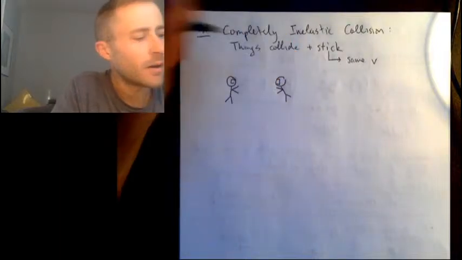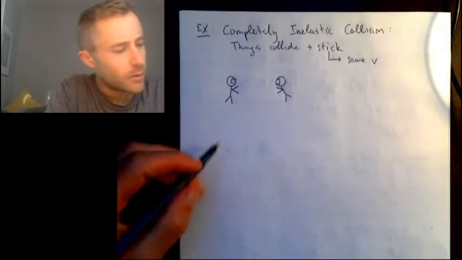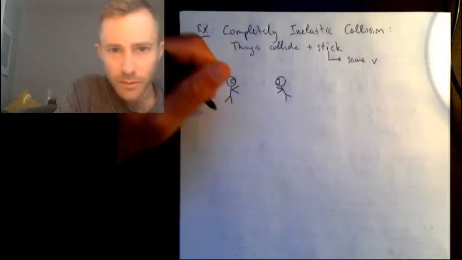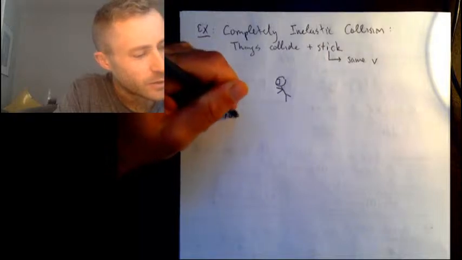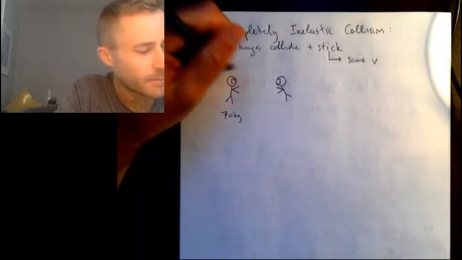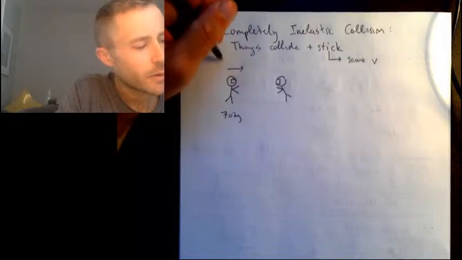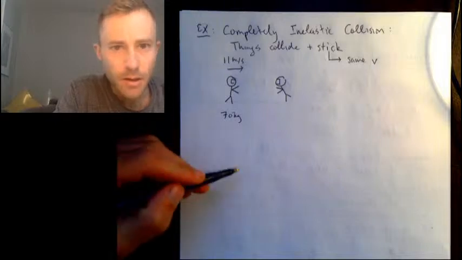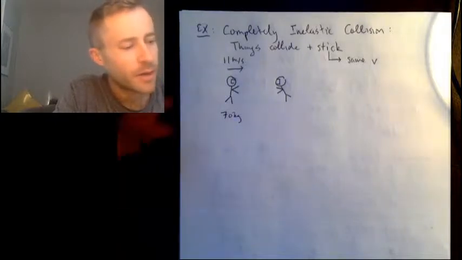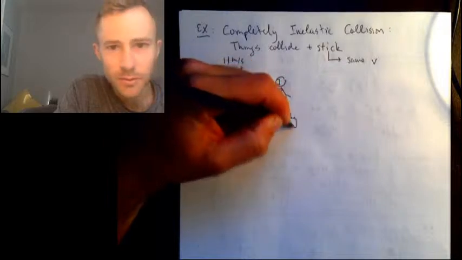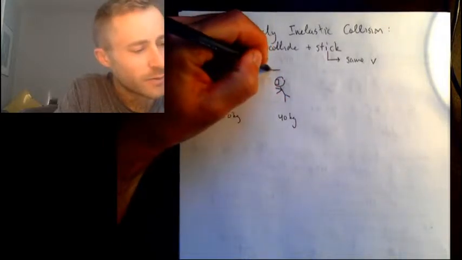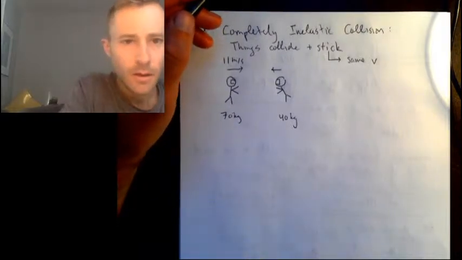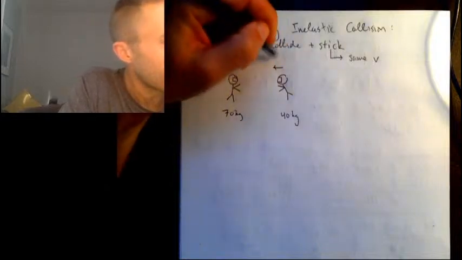Okay. This astronaut on the left has a mass of, let's say, 70 kilograms and is drifting to the right at, let's say, 11 meters per second. Okay. This astronaut has a mass of 40 kilograms and is drifting to the left at, let's say, 5 meters per second.